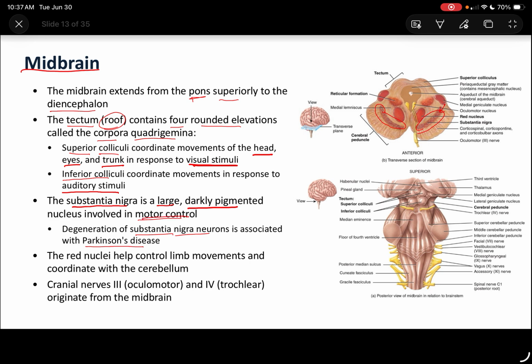We're also going to see within the midbrain the red nuclei, which we can see here, these guys right here. These are going to help control our various limb movements as well as help to coordinate with the actual cerebellum. And cranial nerve 3, which is our oculomotor nerve, and our cranial nerve 4, which is the trochlear nerve, are both going to originate from the midbrain.